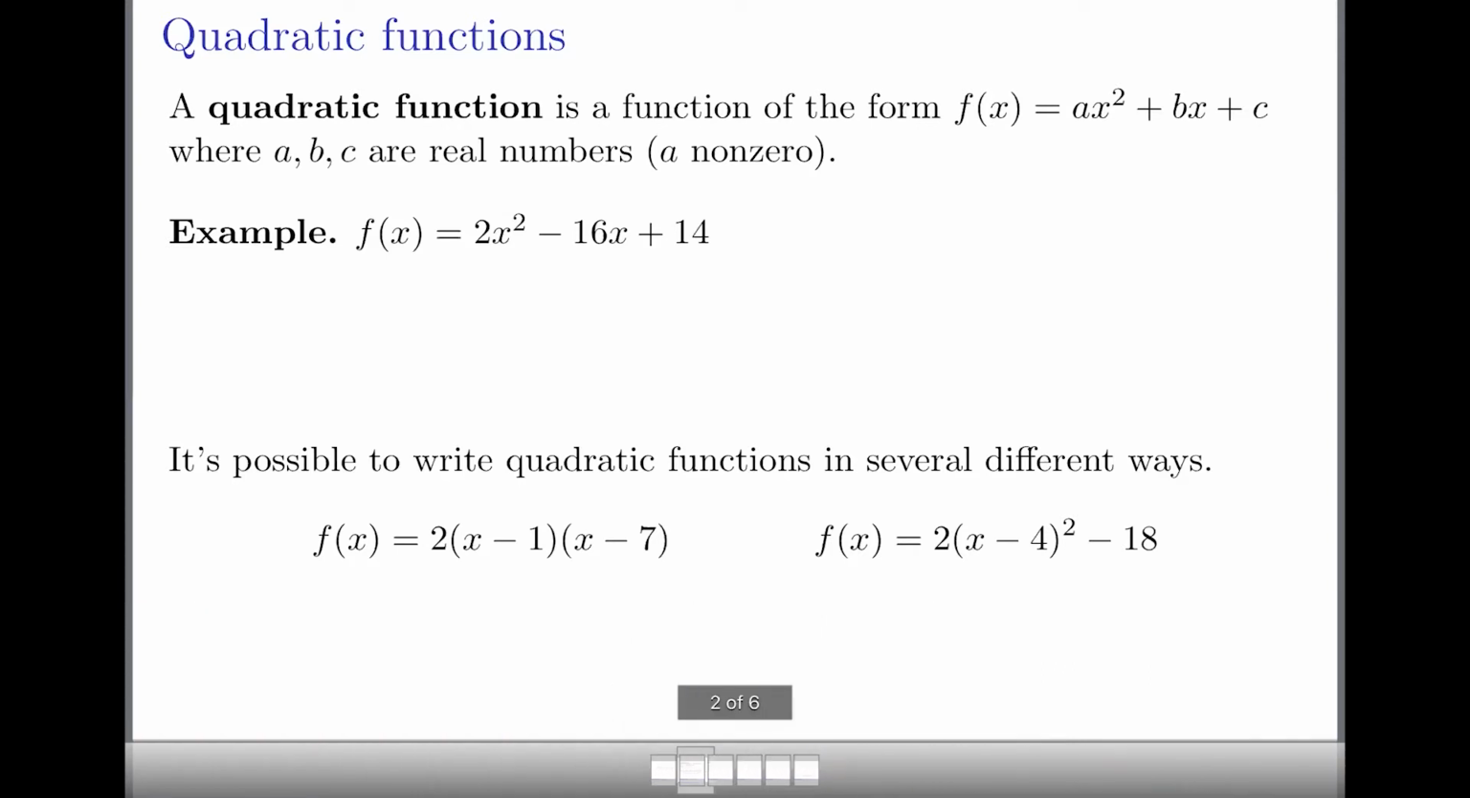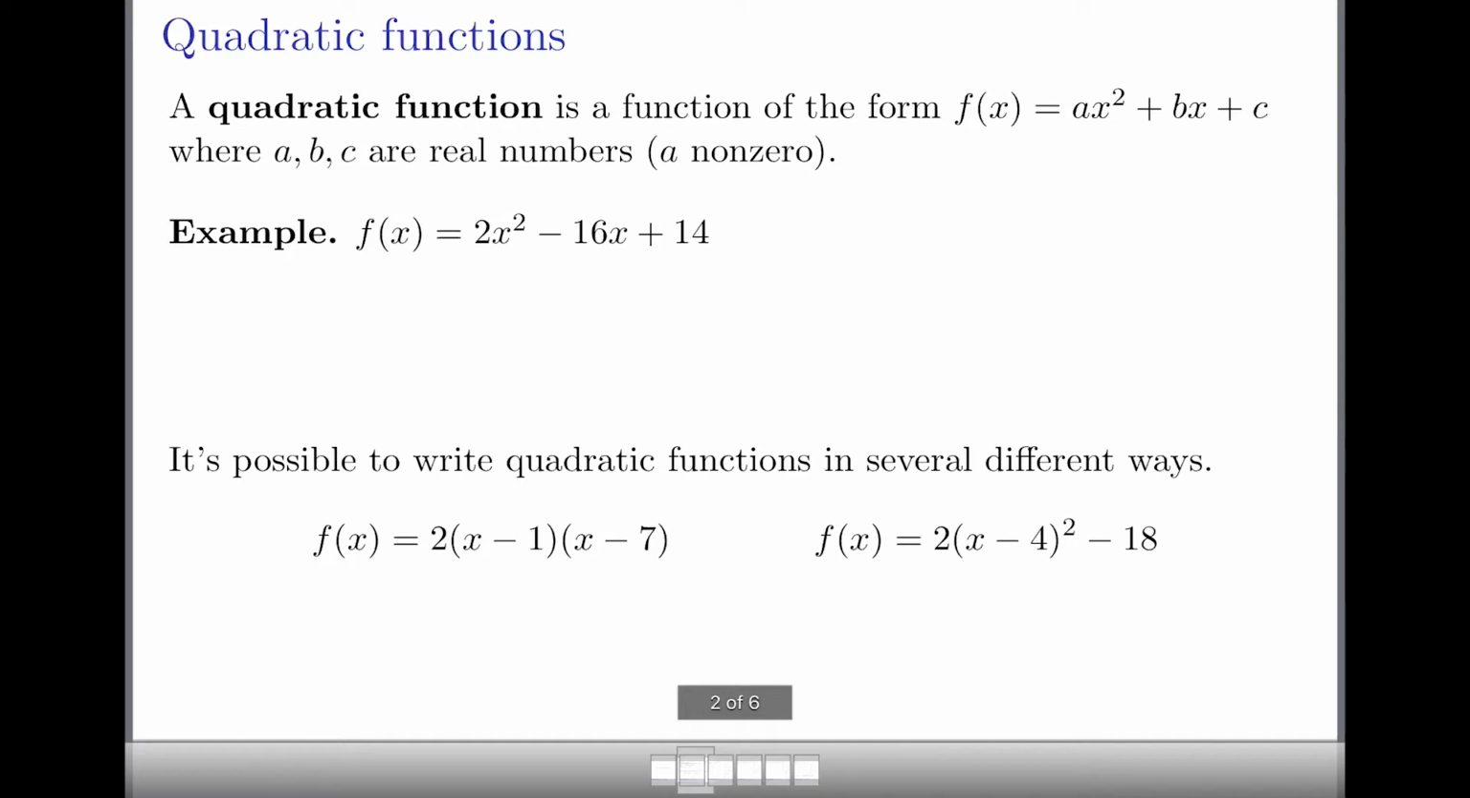So before we talk about the key ideas of quadratic functions, we need to all agree on what a quadratic function actually is. A quadratic function is basically any function that has a formula that looks like ax squared plus bx plus c, where a, b, and c are real numbers. And we like to specify that a is non-zero. If a is 0, then you'd have a function that just looked like bx plus c, and that's what we would call a linear function. So a quadratic function is anything that looks like this. Some people call it a degree 2 polynomial.